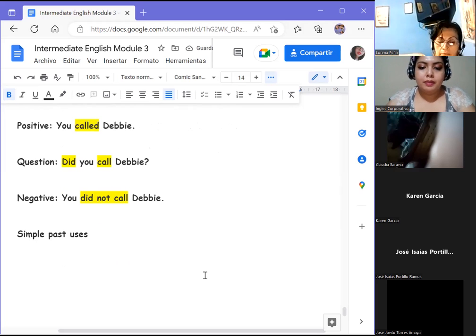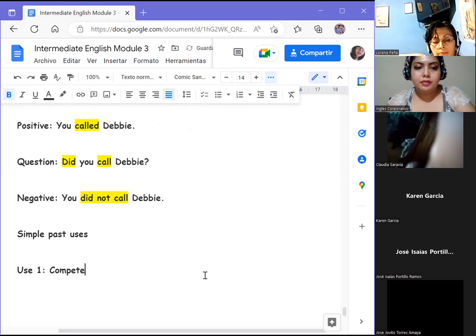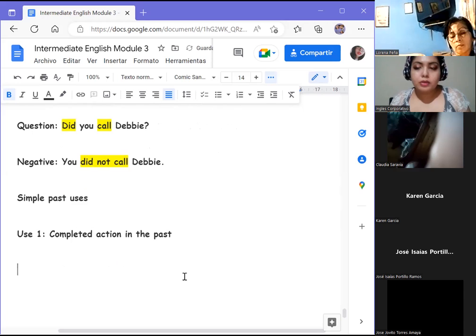We have use number one. And it says, completed action in the past. So in this case, it says that we are going to use the simple past to express the idea that an action is started and finished at a specific time in the past. Sometimes the speaker may not actually mention the specific time, but they do have one specific time in mind.